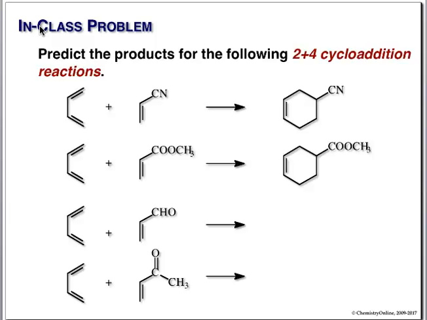Our next guy here, we're using an aldehyde. Same sort of thing, 6-membered ring, aldehyde substituent, and these are the carbons of the dienophile. And then finally our methyl ketone. Again, we're going to make our bonds like this. 6-membered ring, double bond, methyl ketone. Any questions?